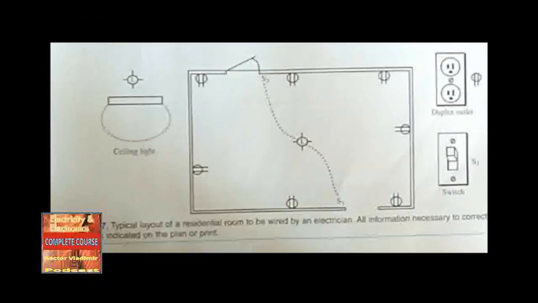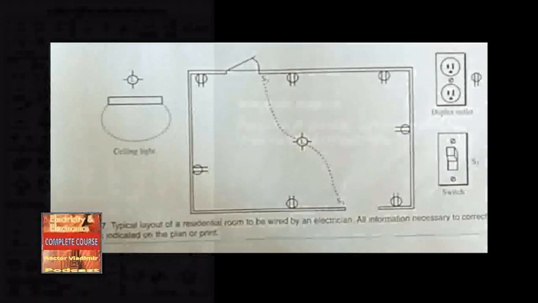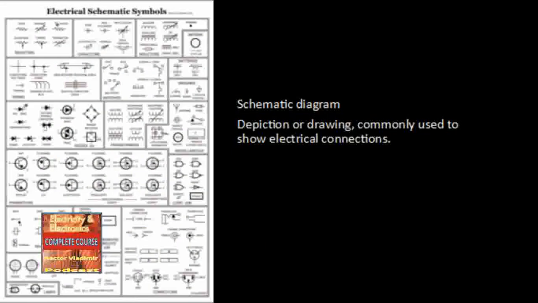Review questions for Section 2.6. What is a schematic? It is a drawing that can show an electrical circuit for building, operation, or troubleshooting. What are the symbols used for? To represent electrical or electronic components on a diagram or a print.